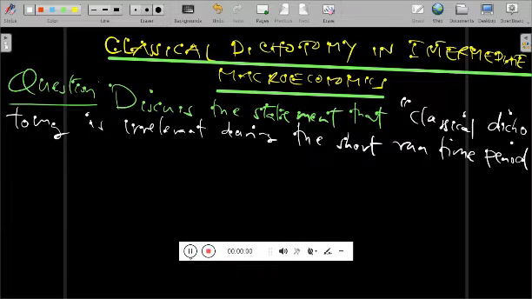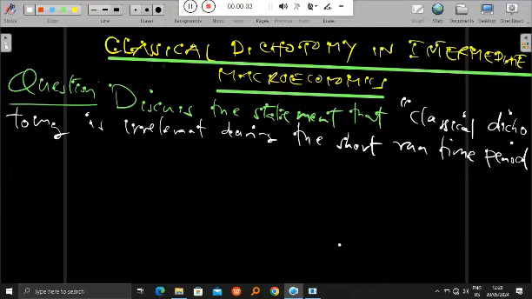Welcome to Economics. Once again, today we are going to talk about the classical dichotomy in intermediate macroeconomics. We are going to generate a review question and come up with the answer that will be more relevant to what we want to understand about the classical dichotomy. The question is: discuss the statement that the classical dichotomy is irrelevant during the short-run time period.